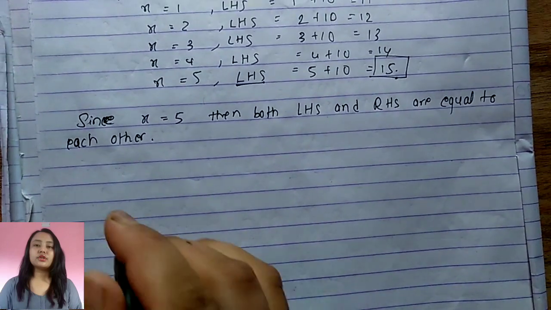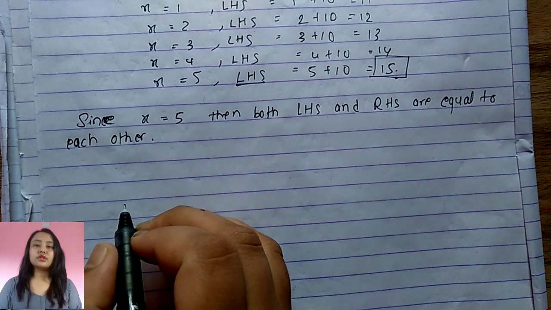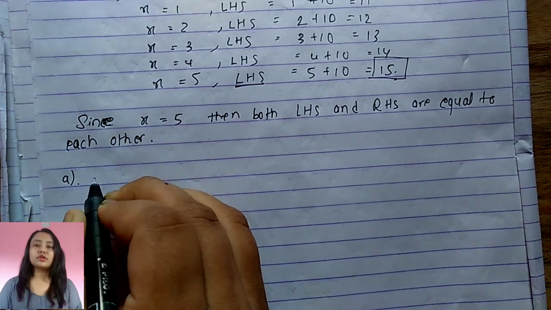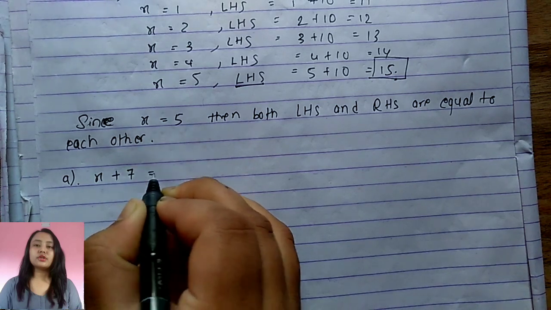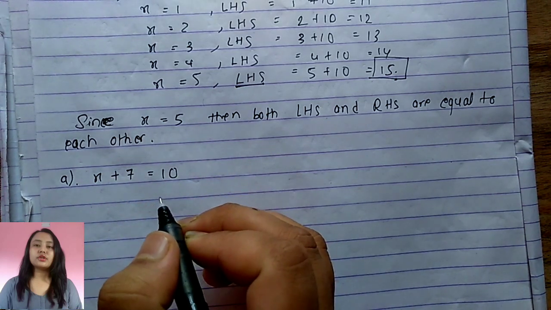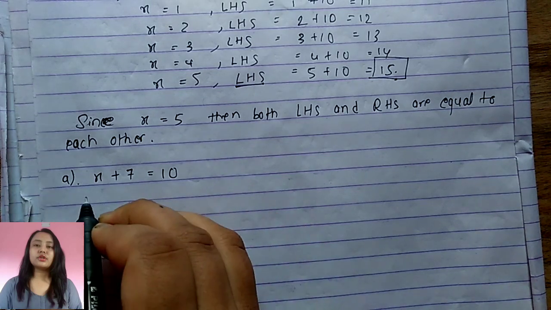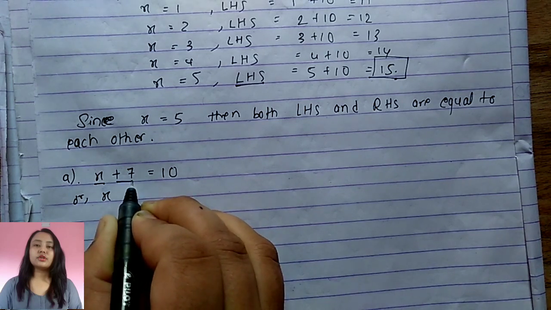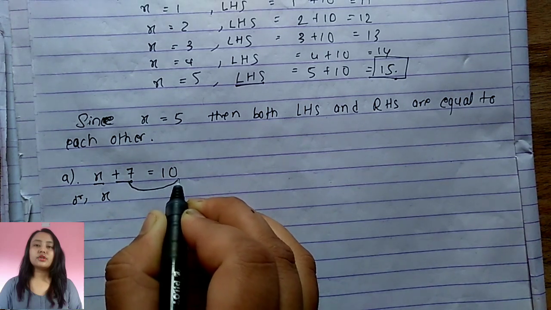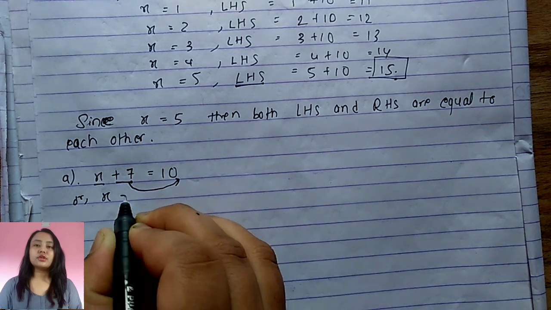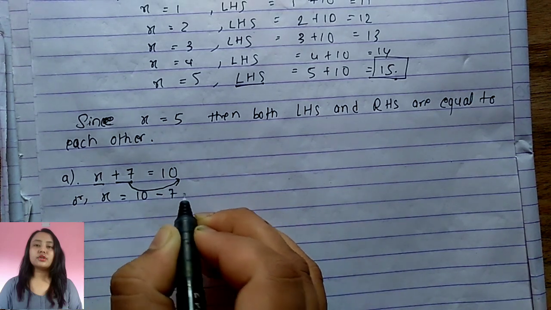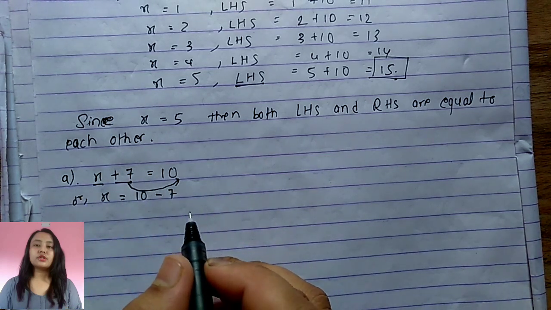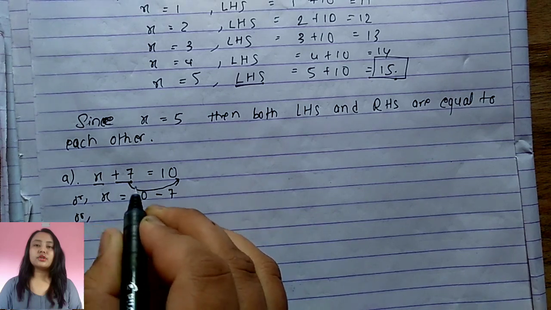Now I'll teach you some easy methods of doing addition, subtraction, multiplication and division. First, let's take the example of addition. x plus 7 equals 10 is given. Now you have to find the value of x. When we shift this plus 7 to the right hand side, it becomes 10 minus 7. The plus becomes minus; the sign will be just opposite.